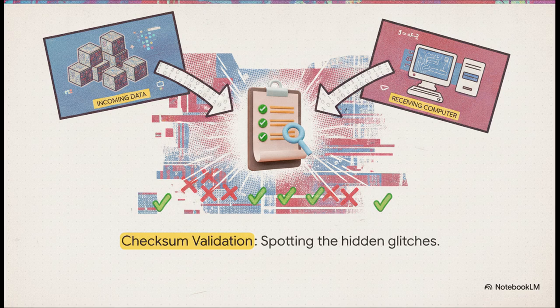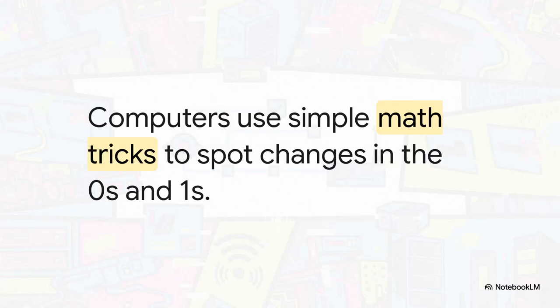Well, when the packets finally arrive at the receiving computer, it uses this checksum for validation. It essentially looks at the payload, runs a super quick mathematical inspection, and compares it against the checksum number to catch any sneaky errors or glitches that might have happened on the road. And this brings us to the really fascinating concept of error checking. How exactly does a computer spot these glitches?